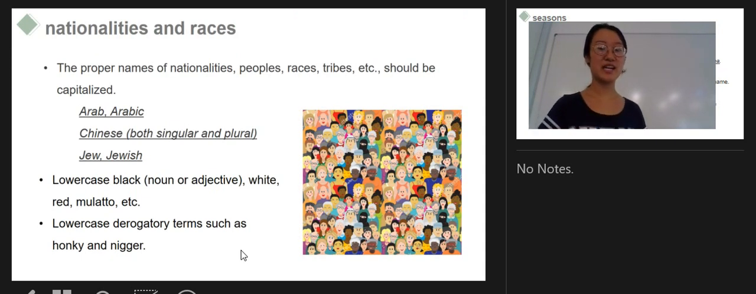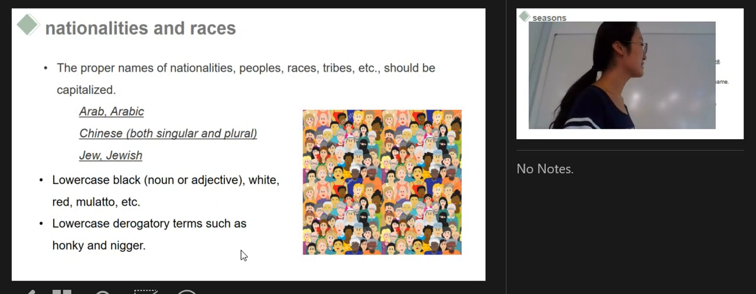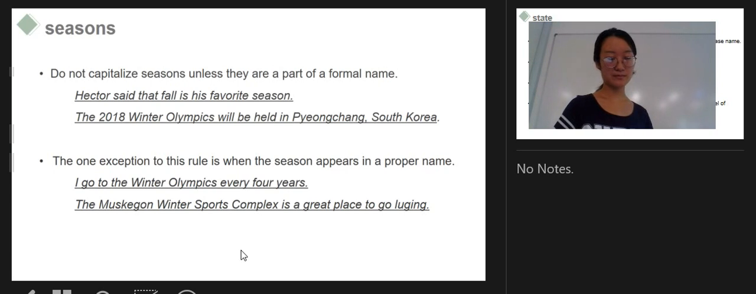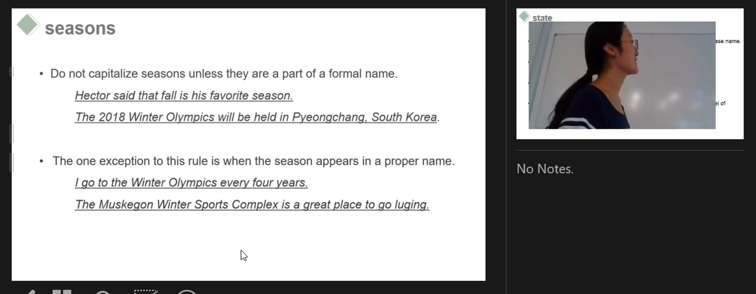And the proper names of nationalities, people's race, should be capitalized, such as Chinese, and lowercase black, white, red, and lowercase derogatory terms such as honky. As for seasons, do not capitalize seasons unless they are part of a formal name. One exception to this rule is when the season appears in a proper name, such as, I go to the Winter Olympics every 4 years. Winter is capitalized.